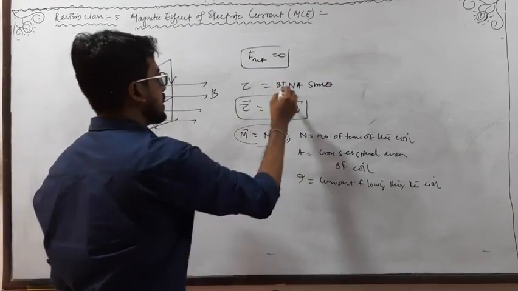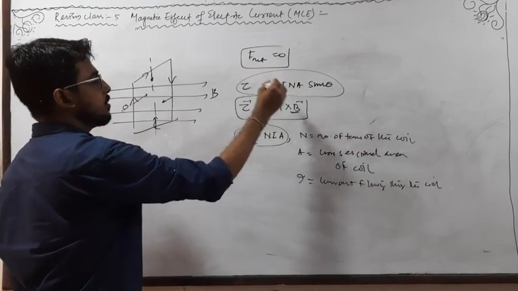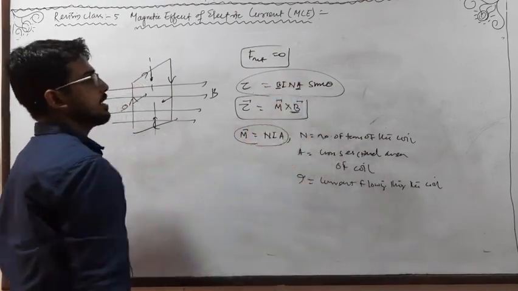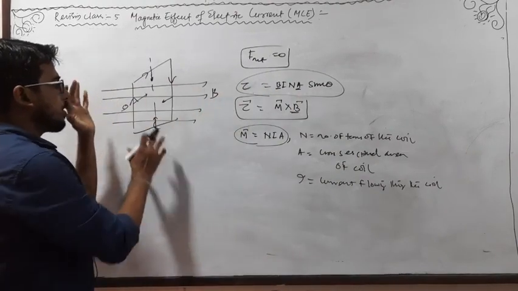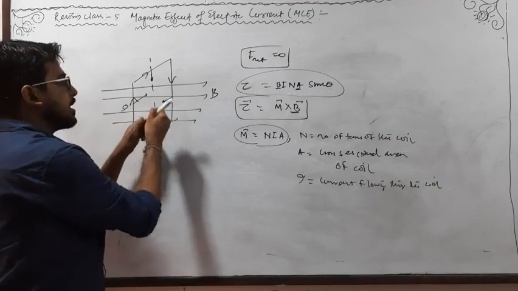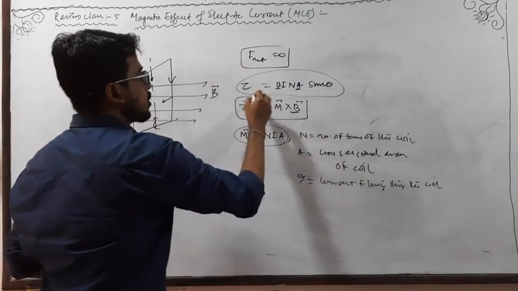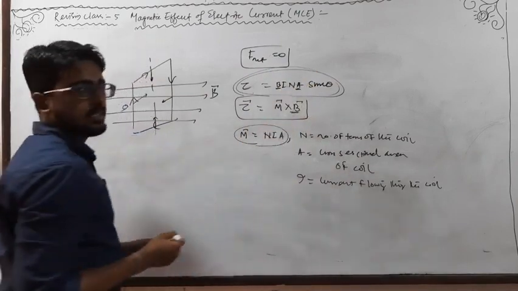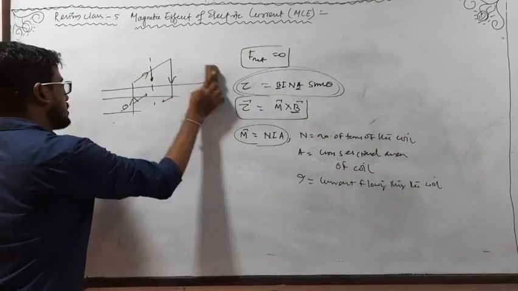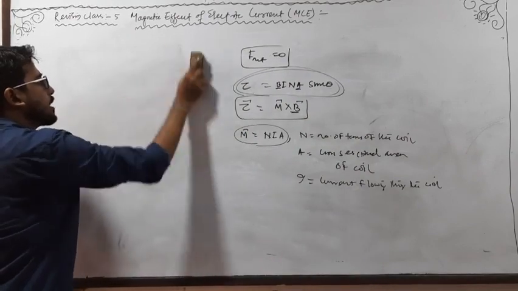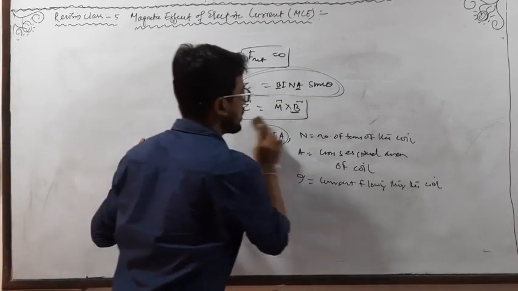So from this we get tau equal to BINA sin theta. What is theta? Theta is the angle between the area vector and the magnetic field strength. Clear? So when a current carrying coil is present in an external magnetic field of strength B, it will start rotating due to a torque which is given as BINA sin theta. For the derivation, you can refer to the previous lecture. And the net force acting on a current carrying coil in an external magnetic field is always 0.